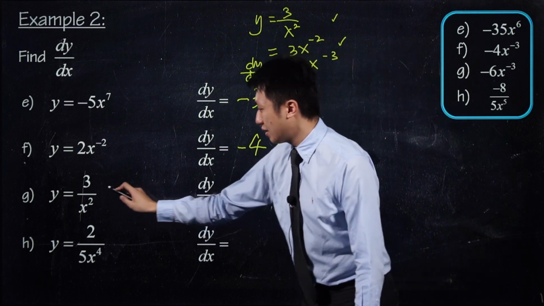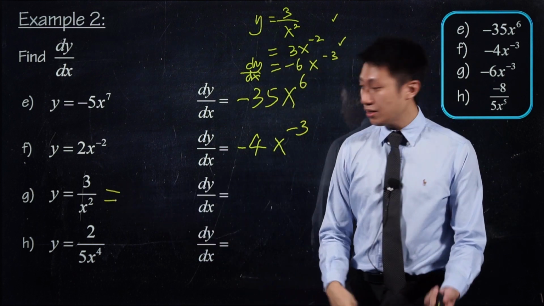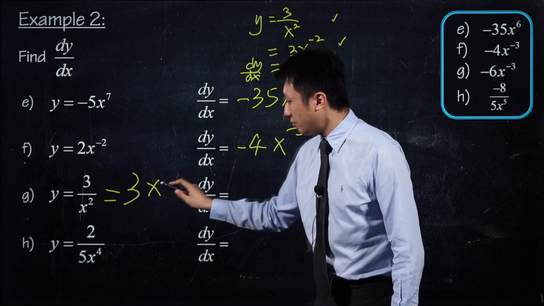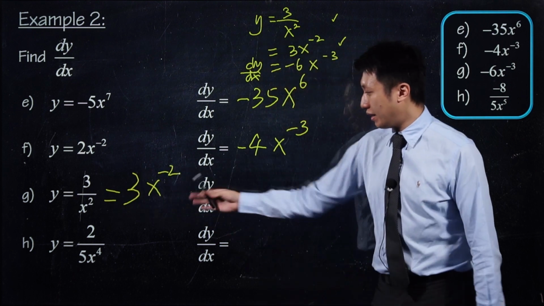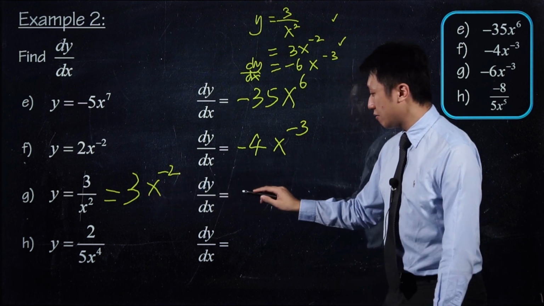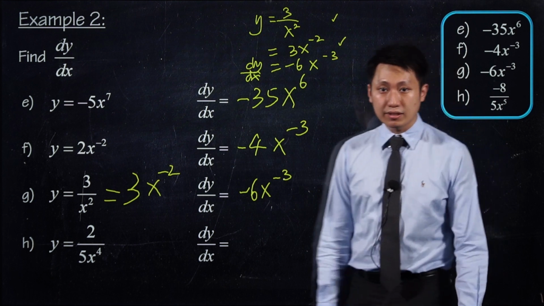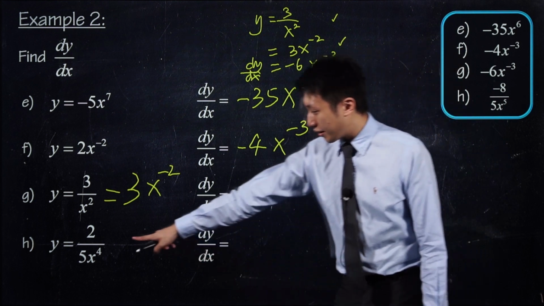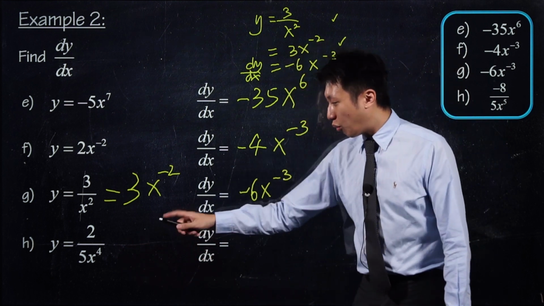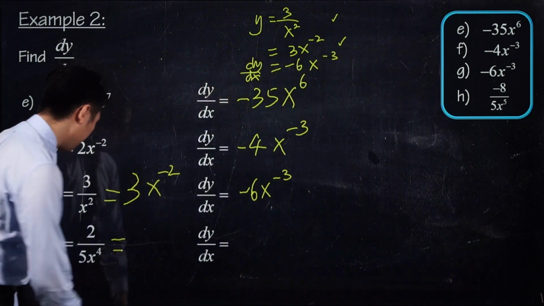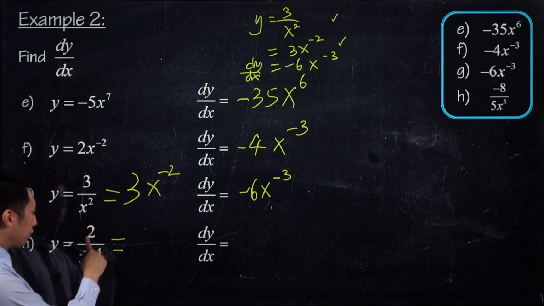Okay? So for this case, I just write one more time for you. Y is equal to this thing. You write in index form. So x to the power negative 2. Hence, you can differentiate it. Becomes negative 6x to the power negative 3. Okay? Negative 6x to the power negative 3. No problem. Okay, similarly for this one, the y should be equal to, what do you get? Yeah. So here, don't get confused about this one.